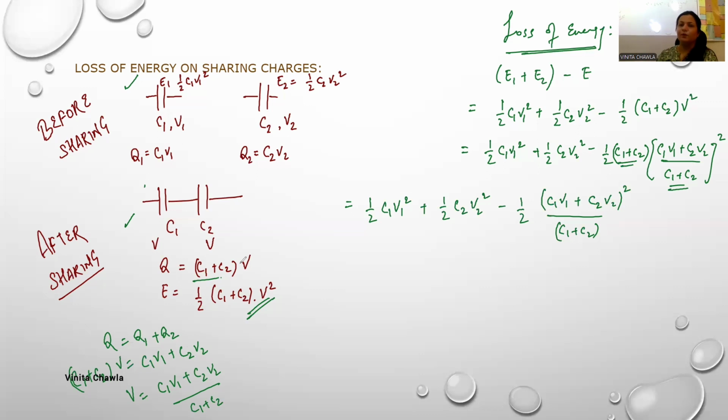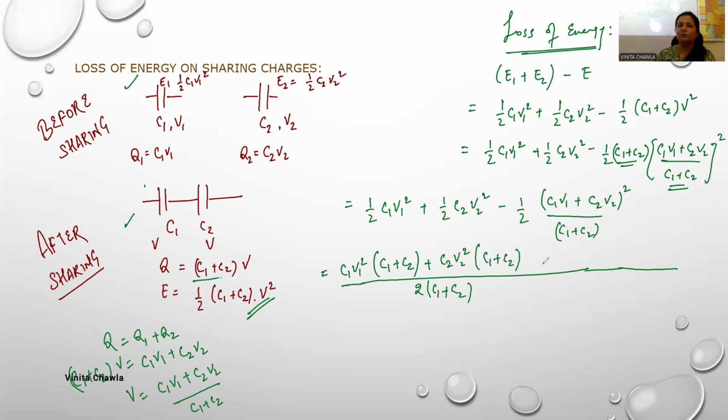Now, what should I write? We can take 2(C1 plus C2) as the denominator. In the numerator, we'll have C1 V1 square. In the bracket, we can write (C1 plus C2), plus C2 V2 square. Again, in the bracket, we can write (C1 plus C2), minus, no need to write C1 plus C2, we'll simply write (C1 V1 plus C2 V2) whole square. Yes?